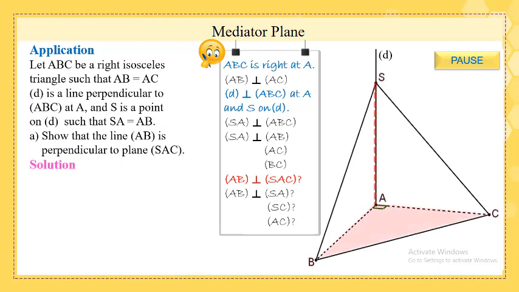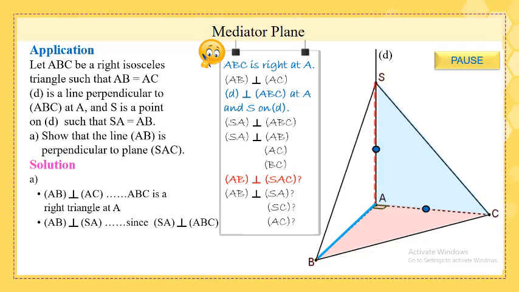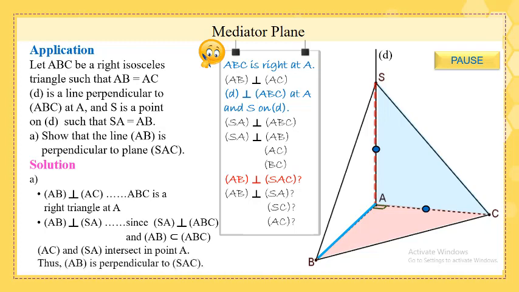This is our line SA that is perpendicular to plane ABC. And this is the line AB that we are proving perpendicular to plane SAC. Now, we know that AB is perpendicular to AC since ABC is a right triangle at A. We also know that AB is perpendicular to SA since SA is perpendicular to plane ABC and AB is a subset of this plane. AC and SA intersect in point A. Thus, line AB is perpendicular to plane SAC.